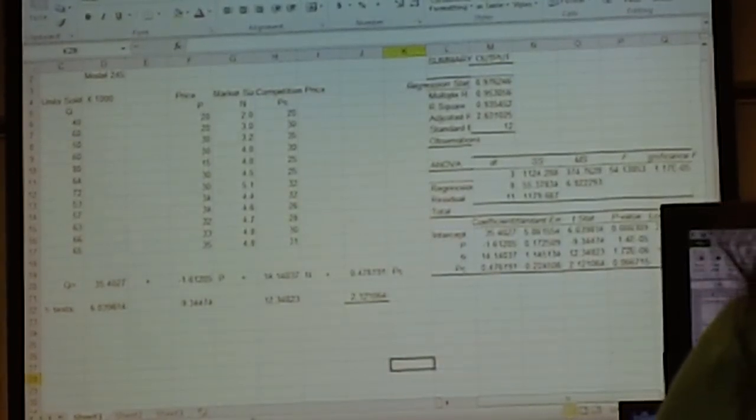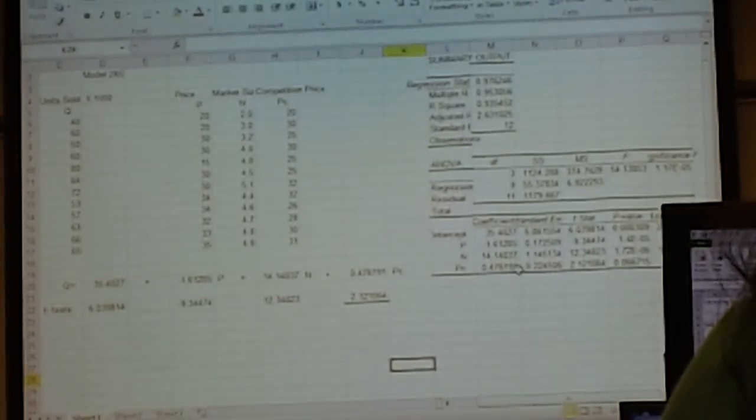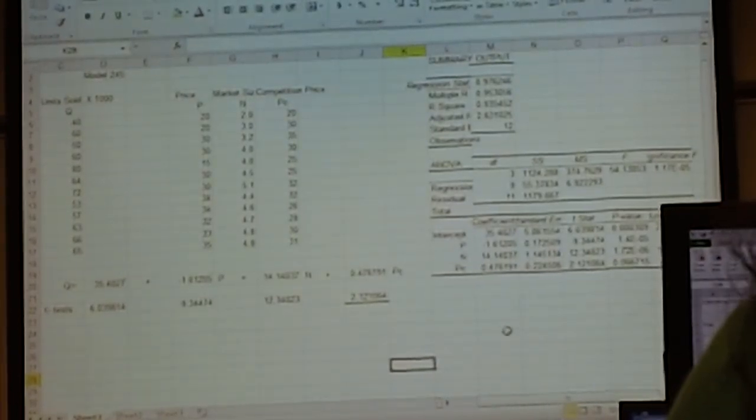So let me show you the standard errors. Here are the standard errors. These are the coefficients. And I'll show you how we get the T values.